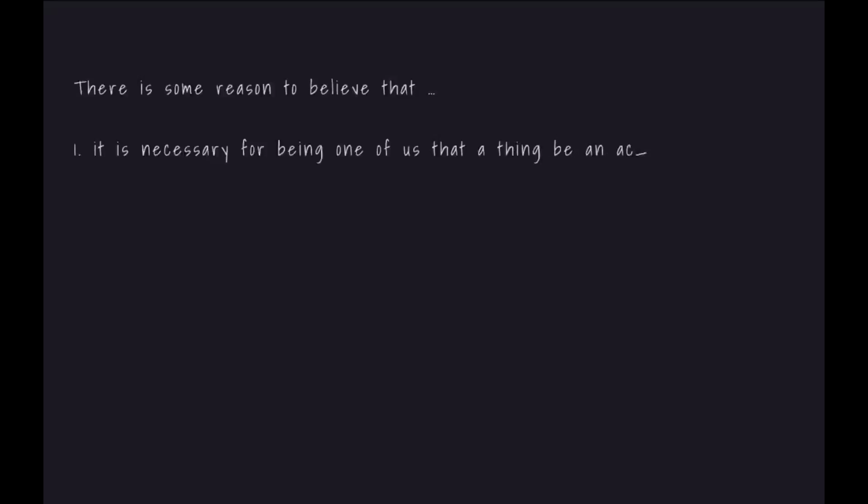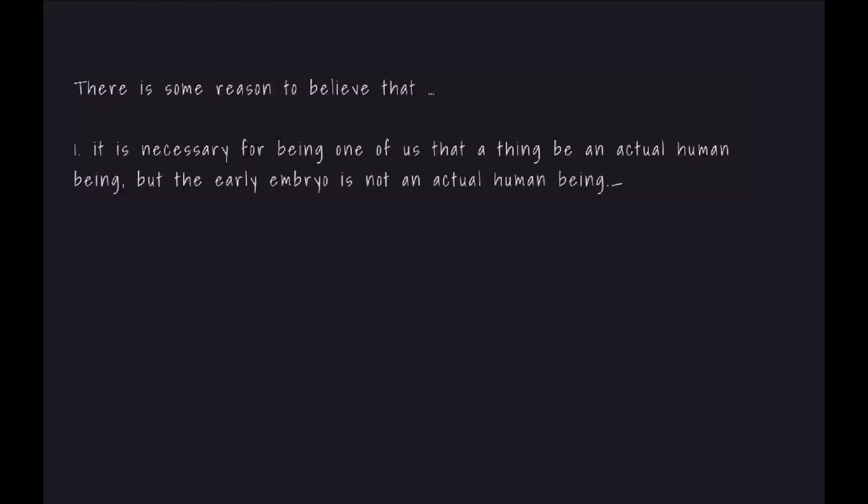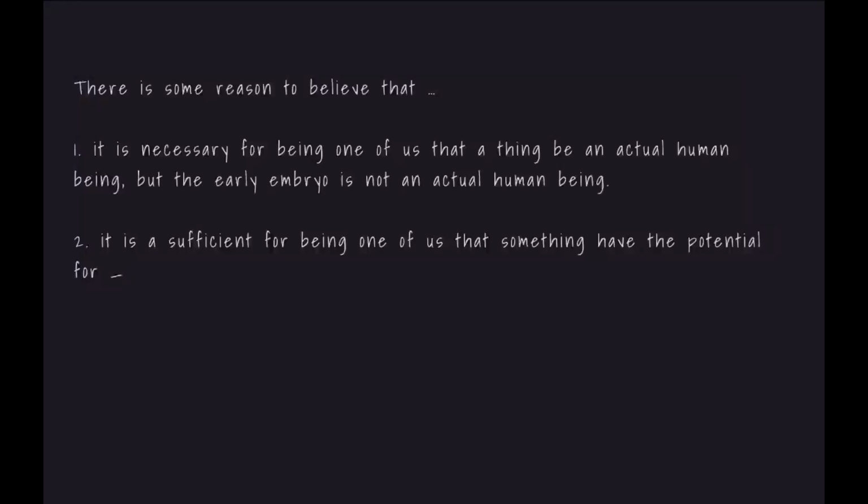So, where does this leave us? It seems that there are non-conclusive reasons for believing both. 1. It is a necessary condition for being one of us that a thing be an actual human being, and the early embryo is not an actual human being. And 2, it is a sufficient condition for being one of us that something has the potential for being a human being, and the early embryo has the potential for becoming a human being.